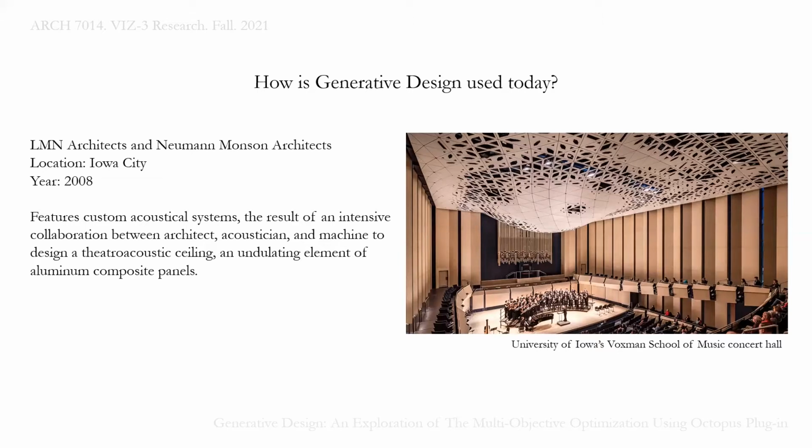This is the University of Iowa's Voxman School of Music Concert Hall, and this was designed by Elliott Architects and Newman Monson Architects in Iowa City in the year 2008. It features custom acoustical systems, and it is a result of an intensive collaboration between architect, acoustician, and machine to design a theatric acoustical ceiling and undulating element of aluminum composite panels.